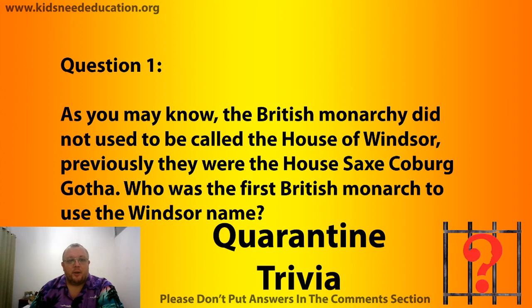So number one, a bit of a long one here, but as you may know, the British monarchy did not used to be called House of Windsor as it currently is. Previously, they were the House of Saxe-Coburg-Gotha. Who was the first British monarch to use the Windsor name? Hopefully you're all up on your British monarchy.